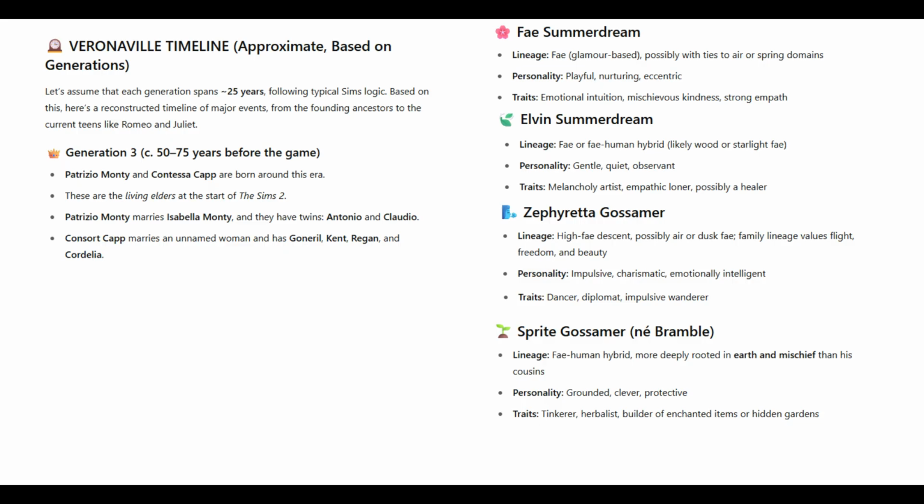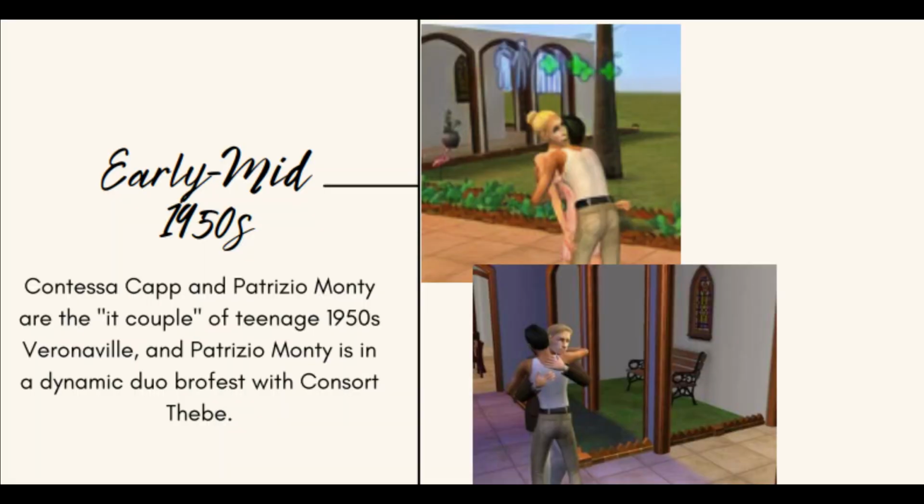And onto the final person is Sprite Gossamer, who was most likely a Fae, though it says Fae human hybrid, but we'll just stick with Fae, who was most likely deeply rooted in earth and mischief than his cousins, based on this brief description. He most likely had a grounded, clever, or protective personality, and he most likely had the traits of a tinkerer, herbalist, builder of enchanted items, or hidden gardens.